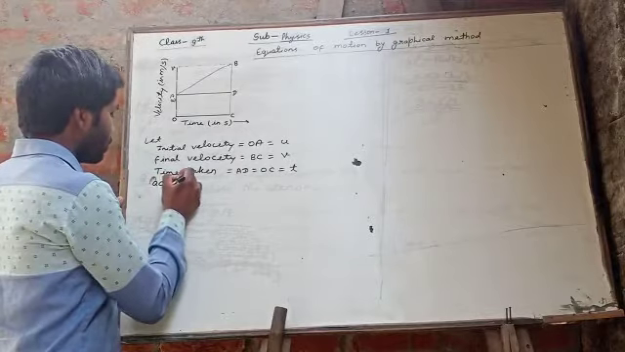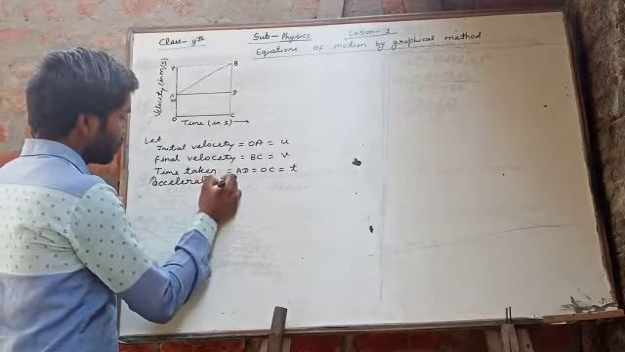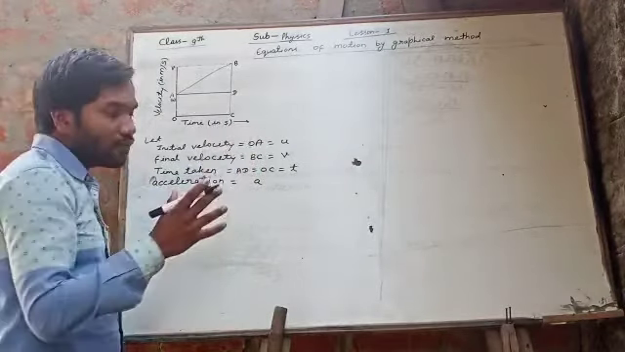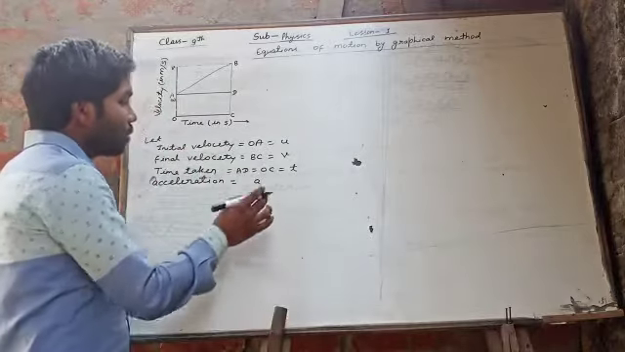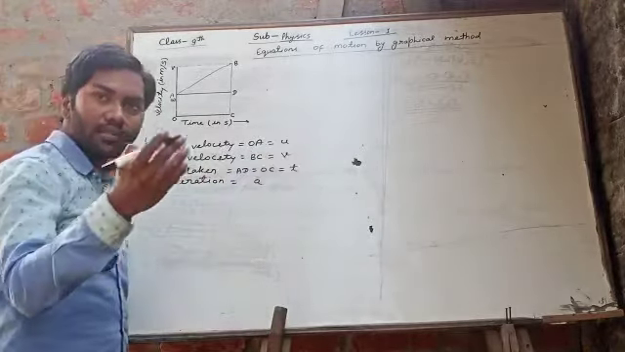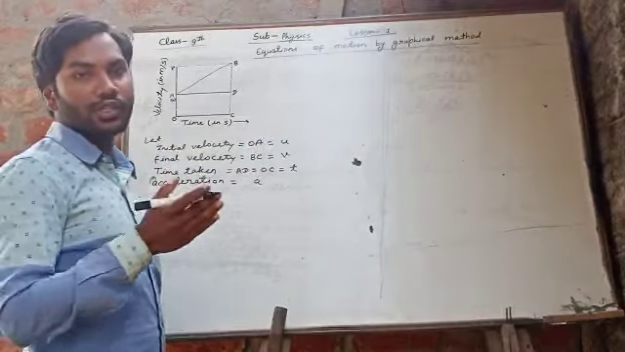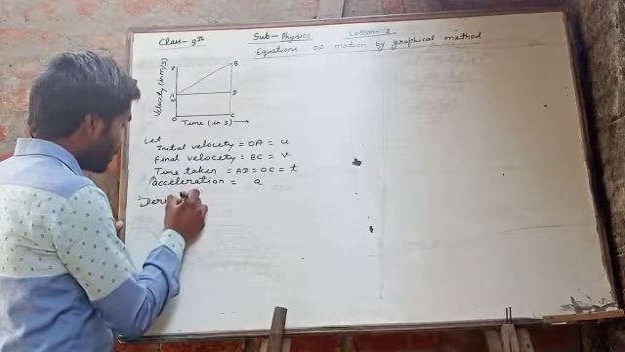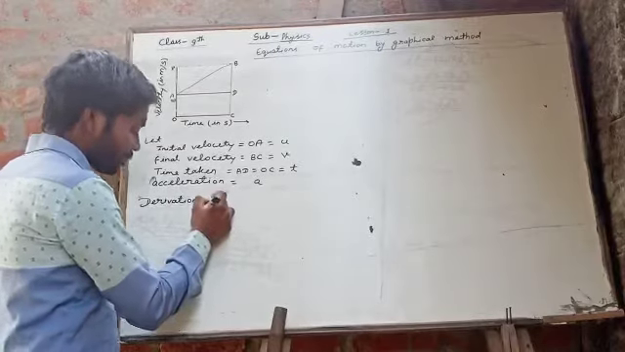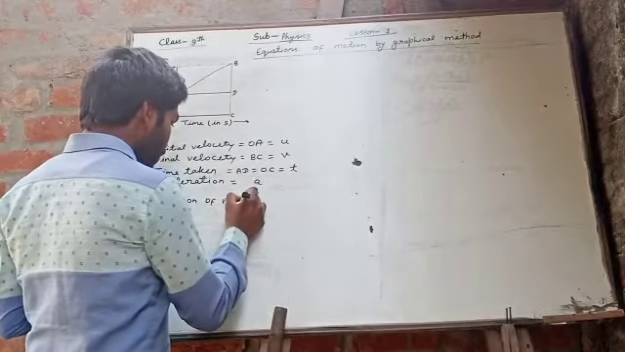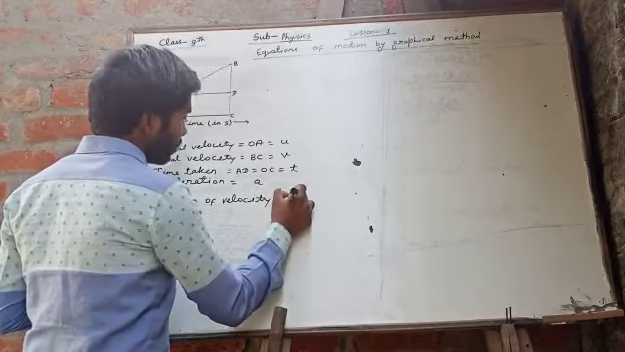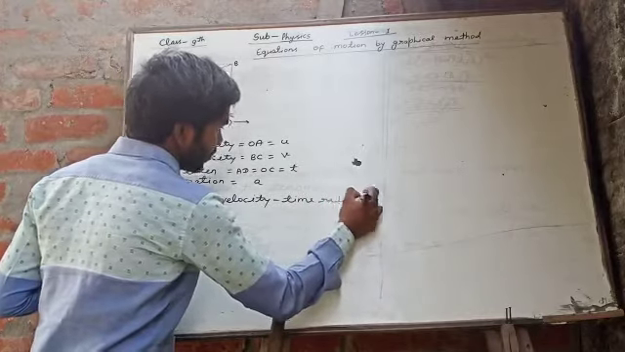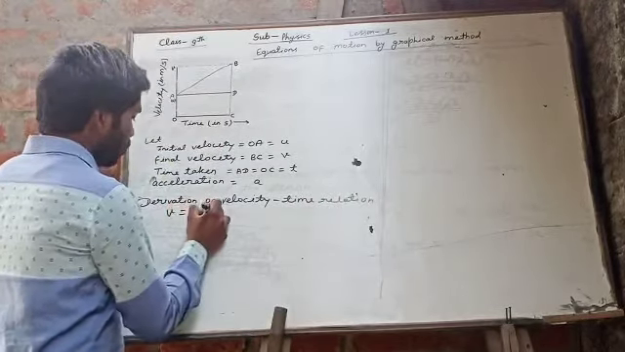And let the acceleration be A. Now we will find the relation between A, V, U and T, and that will be the first equation of motion. So, derivation of the velocity-time relation: V = U + AT.